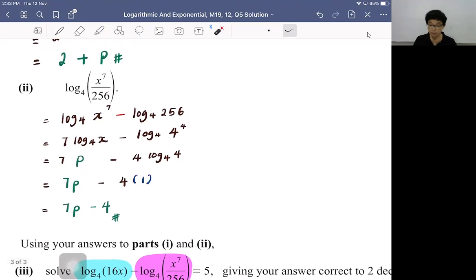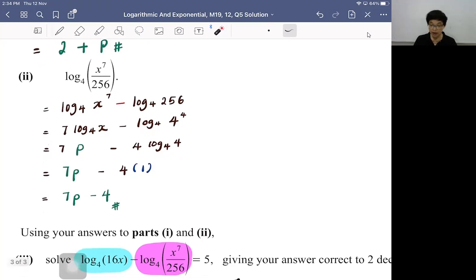Okay, then from here, we're going to use the power rules as we mentioned just now. Just move the 7 to the front, and that's where we get the first term as 7 log_4 x. And then the minus, as we mentioned just now, 256 equals 4 to the power of 4. We're going to run the power rule one more time here, bringing the 4 to the front to get 4 multiplied by log_4 4. And again, we are very familiar, log_4 4 equals 1.